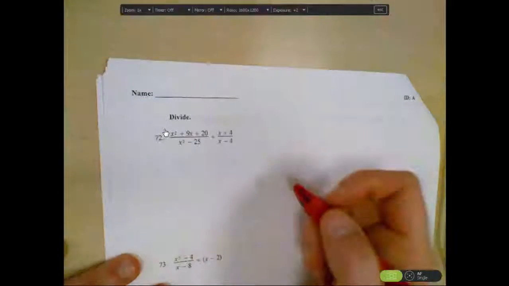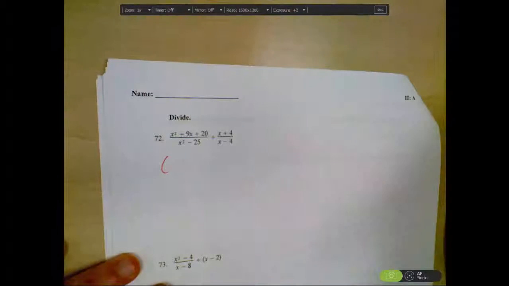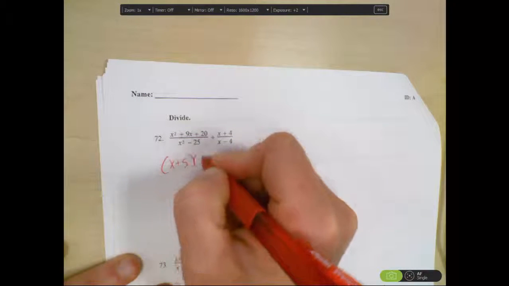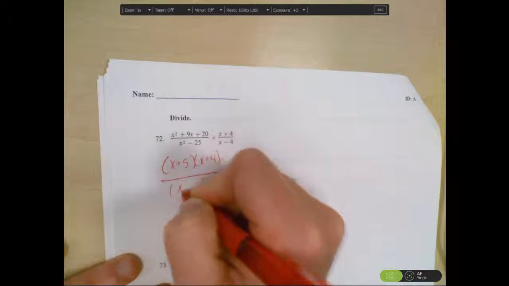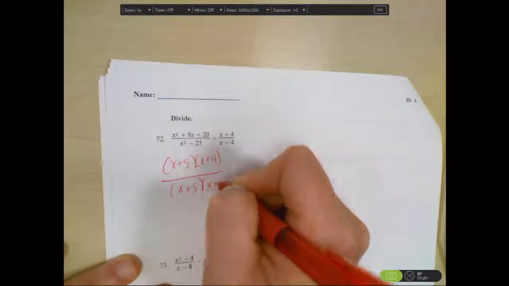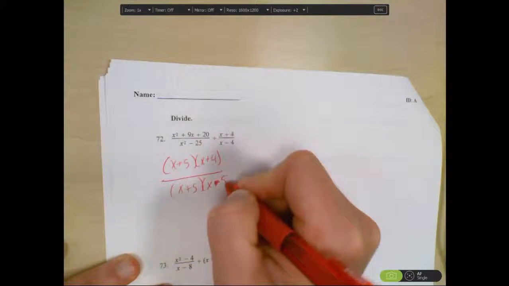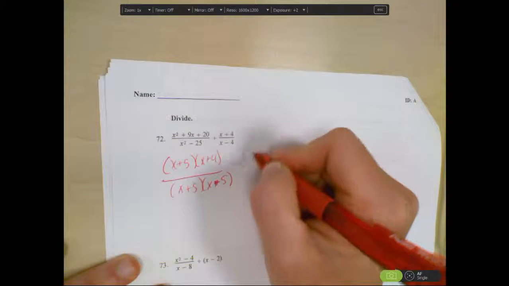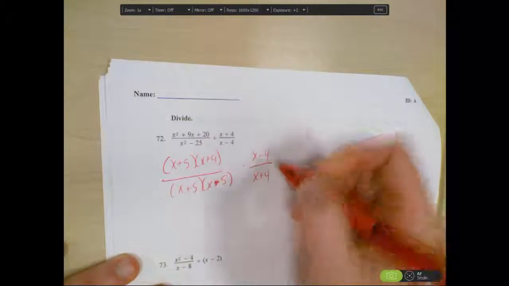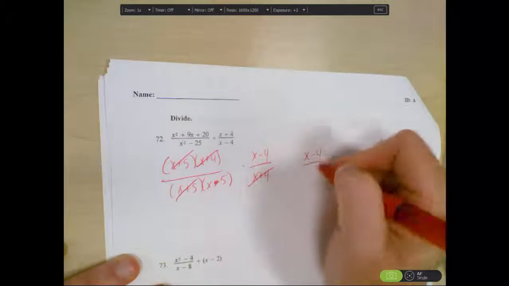This time we're dividing, so I'm going to factor the top into x plus 5 times x plus 4 over x plus 5 times x plus 5, times x minus 5, times flip. Keep, change, flip. So this cancels with this cancels with this. Final answer is x minus 4 over x minus 5.